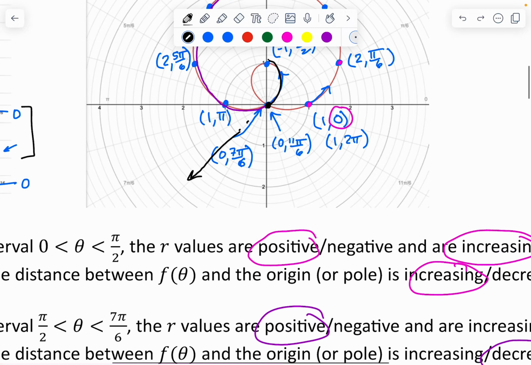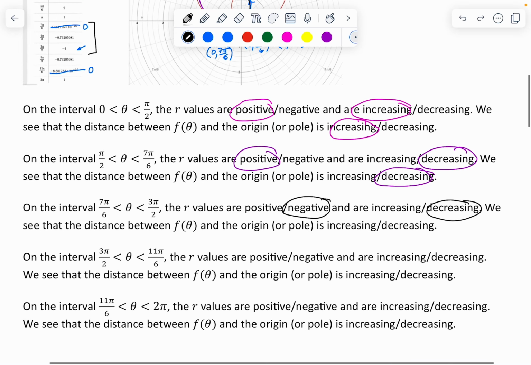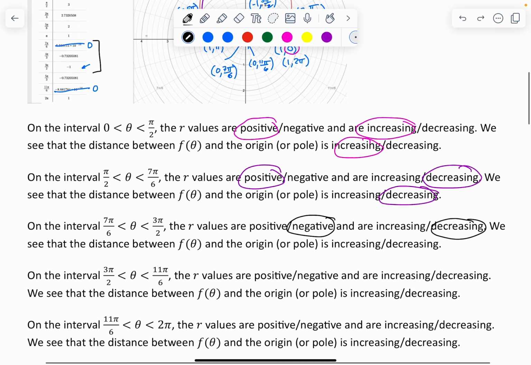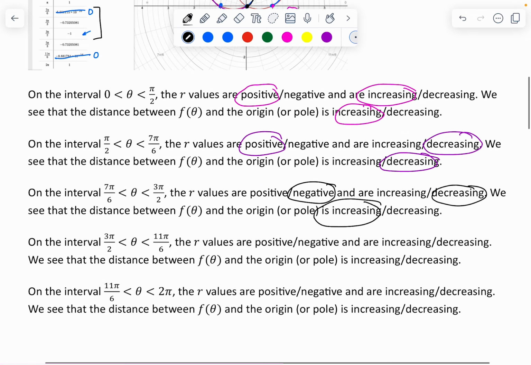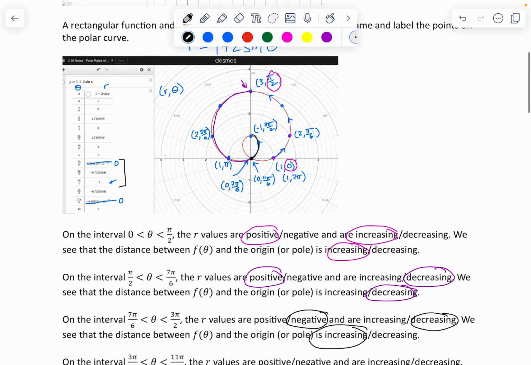I'm going to get rid of some of those dots because that's annoying. Okay. So we were negative and decreasing, and while that happened, our distance from the pole, between the curve and the pole, was increasing. Then we look from 3 pi over 2 to 11 pi over 6.